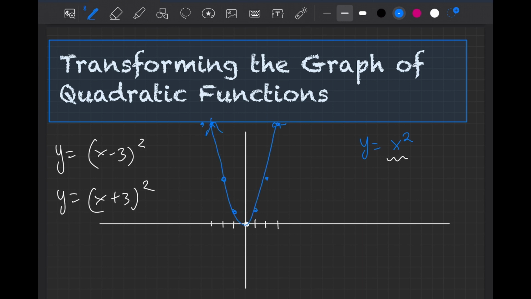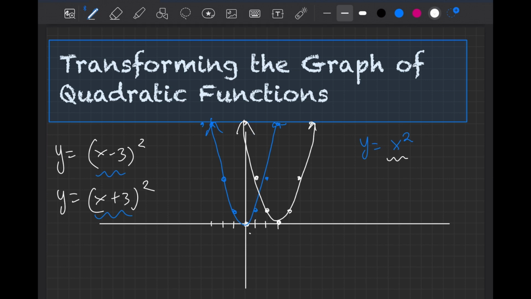Now, if we have minus 3 or plus 3, the graph will shift. Let's say for x minus 3, the new graph will shift to the right 3 units. So go from 0 to 3 for the vertex. Once you find the vertex, go left to right 1, up 1; left to right 2, up 4; 1, 2, 3, 4. And this one will be right here, and the graph will just shift to be like that.